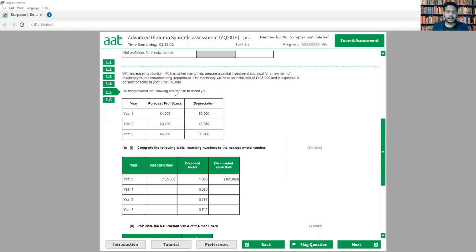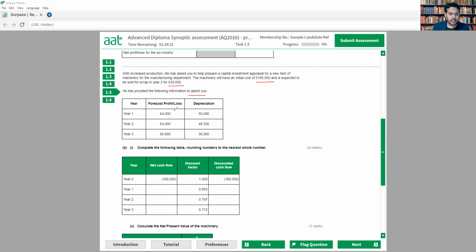So if I buy it now, I have to spend 165,000, and after 3 years I can sell it for 30,000. So after the end of the useful life of the machine, if I sell the machine for any amount, we call it scrap value. Sometimes we call it residual value. So it's the same thing. Scrap value or the residual value is the same thing.